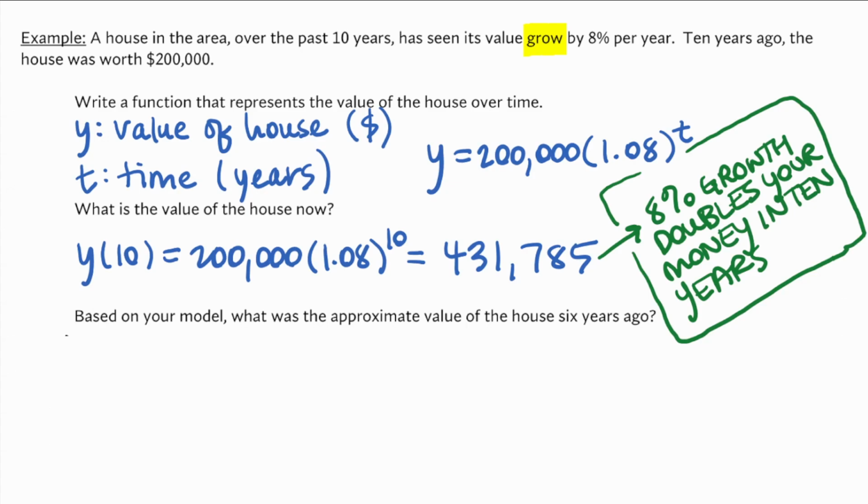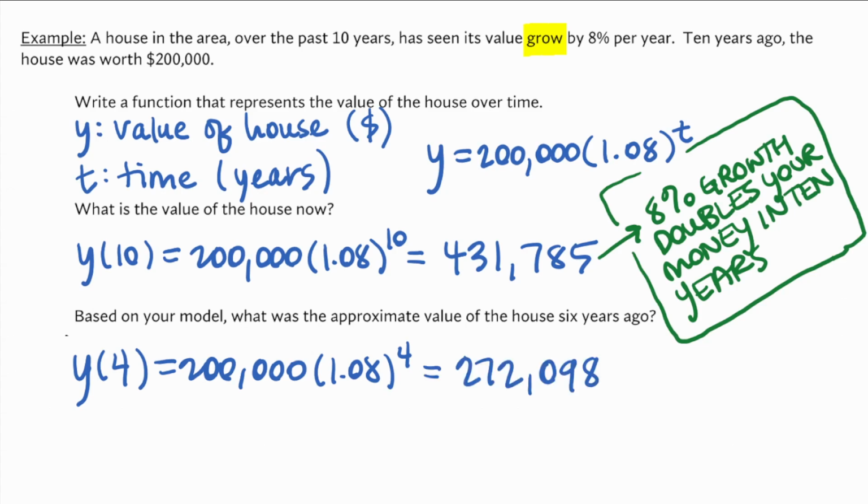Okay, so based on our model, what was the approximate value of the house 6 years ago? 6 years ago, that would be t equals 4. So I plug in 4 for t in the equation for y, and I see it's 200,000 times 1.08 to the 4, and I type that into a calculator. And that's $272,098 to the nearest dollar.